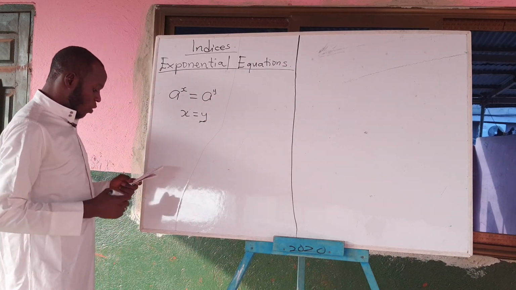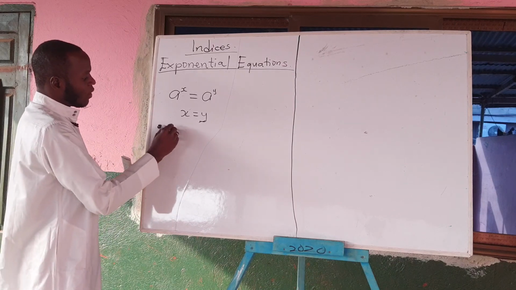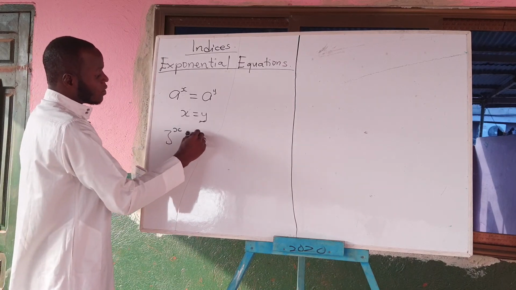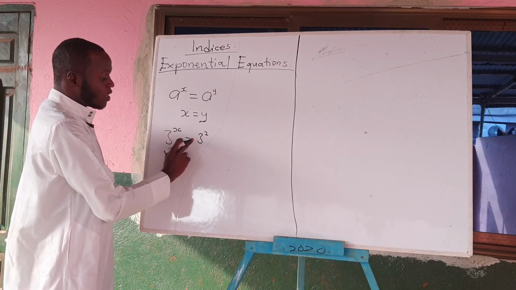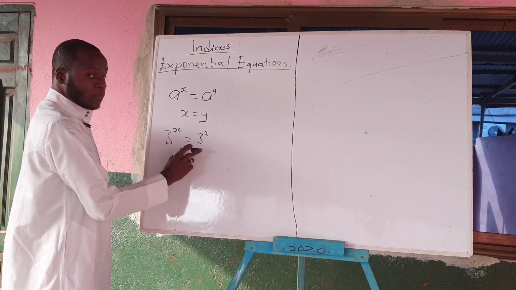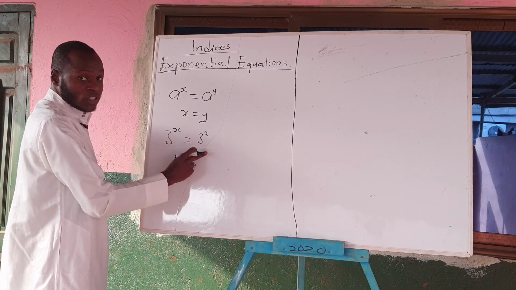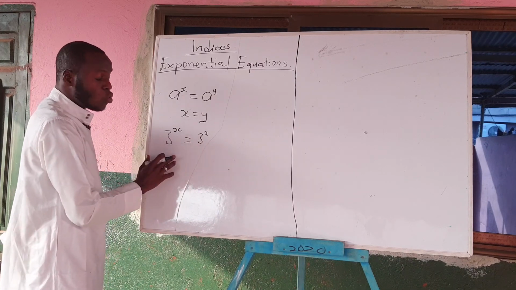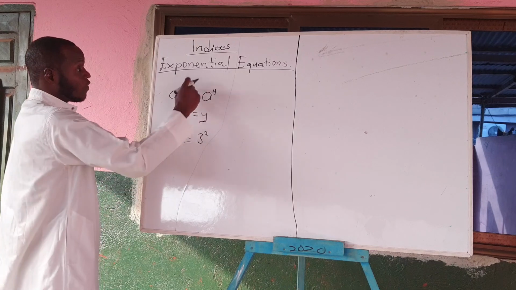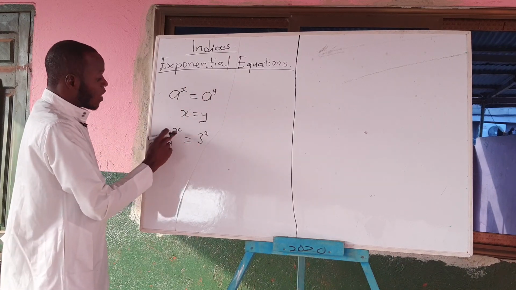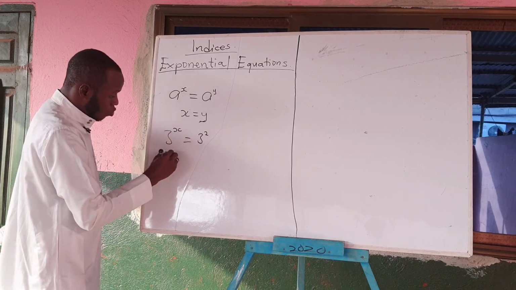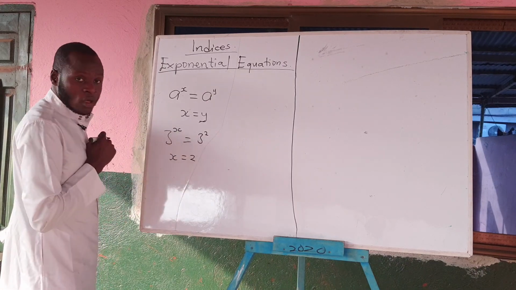A quick example: if you have 3 to the power x equal to 3 to the power 2, the equal sign separating them tells us that this base is equal to this base. So the rule of exponential equations says that if the two bases are equal, then their powers are equal. So x will be equal to 2.